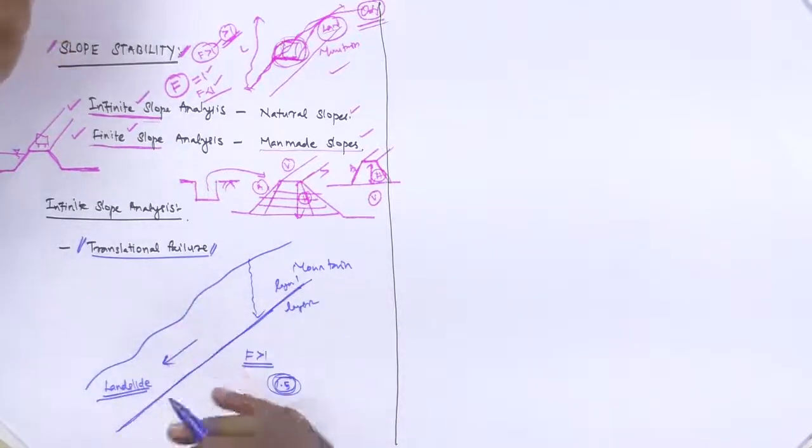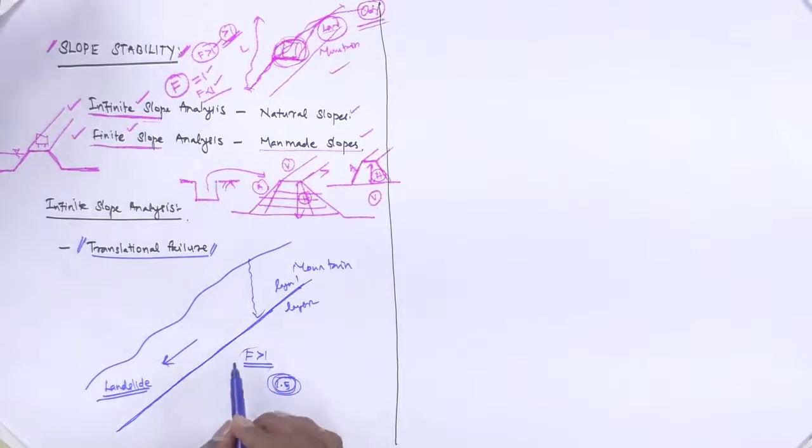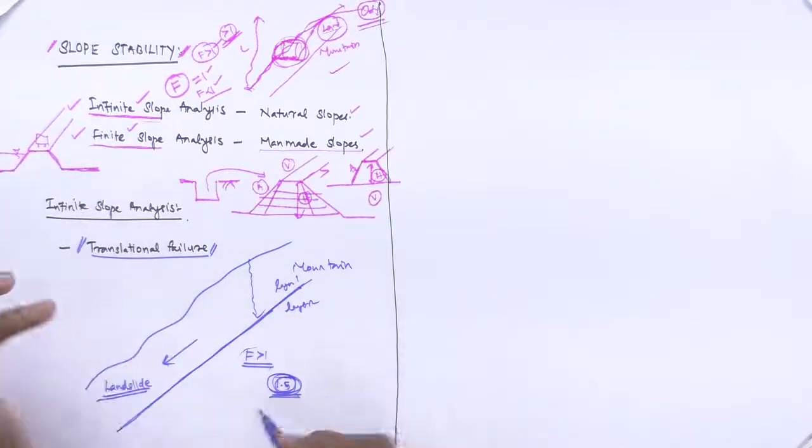At the end of some derivations that I am going to discuss, if I find the factor of safety is greater than 1, say 1.5, then it is 1.5 times safer. So that is the numerical meaning of this. So this is what a landslide is.